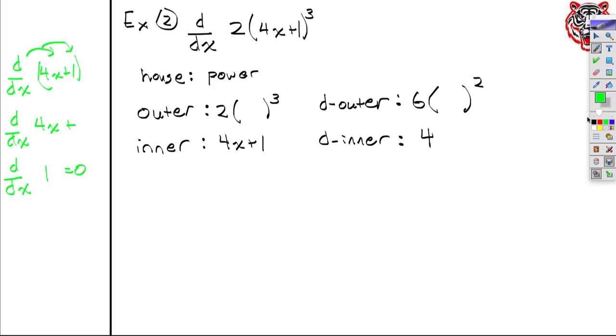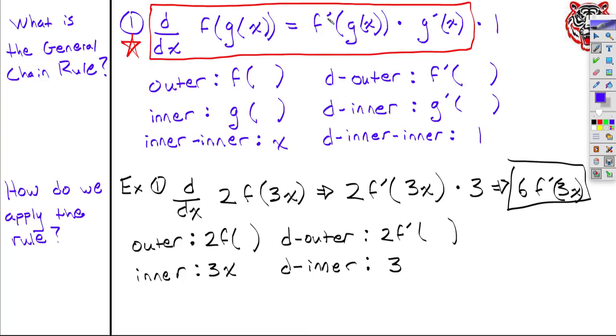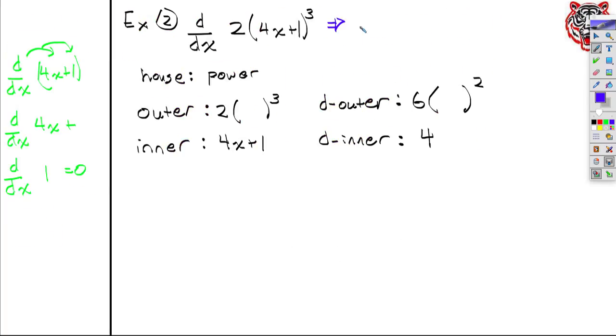Perfect. So we have all the pieces. Now, let's actually fit the pieces together. This now turns into what? Using same rule up here, these pieces come together. We need doubter, put the inner inside of it, multiply by dinner. So let's tell me what to write. And if you want to skip a step, that's fine too.